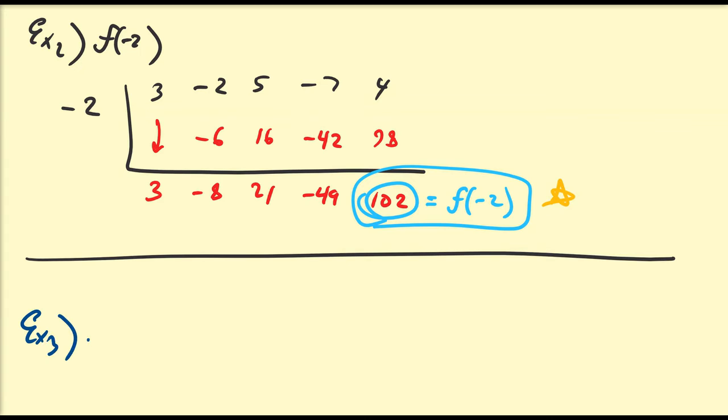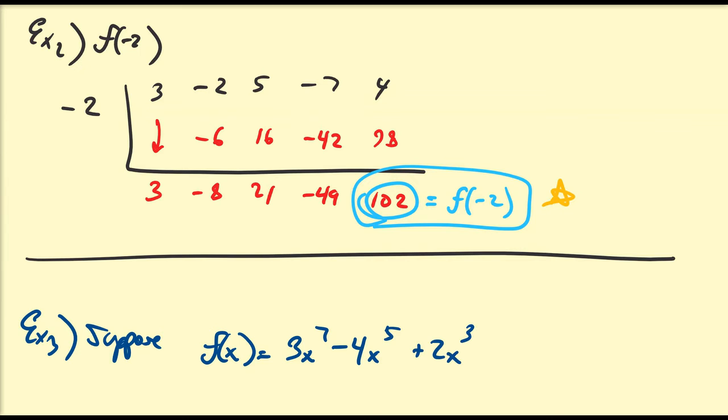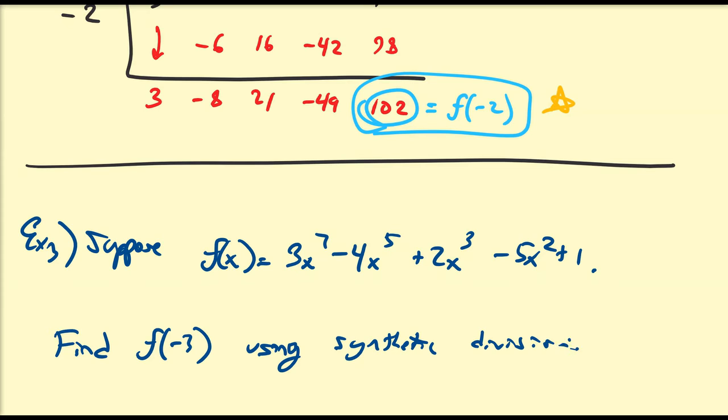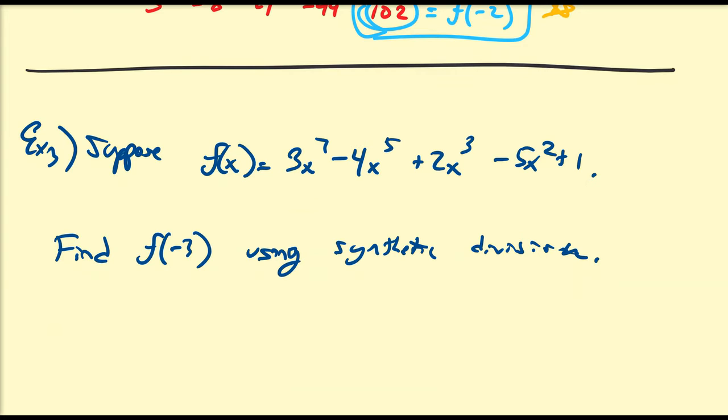Example 3. Let us suppose that f of x is equal to 3x to the power of 7 minus 4x to the 5th plus 2x cubed minus 5x squared plus 1. What we're going to do is find f of minus 3 using synthetic division. Notice here that this is a degree 7 polynomial, so even if you were to use synthetic division, it's possible that this number is going to be extremely large.